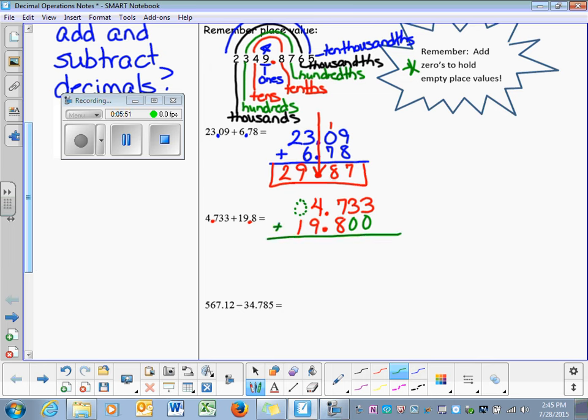Again, we're adding. 3 plus 0 is 3. 3 plus 0 is 3. 7 plus 8 is 15. Carry the 1. Make sure those decimal points are all in a beautiful line. 1 plus 4 is 5. Plus 9 is 14. Carry the 1. And 1 plus 1 is 2. So 24 and 533 thousandths is the correct mathematical way to say that. 24.533 is the everyday way to say it.